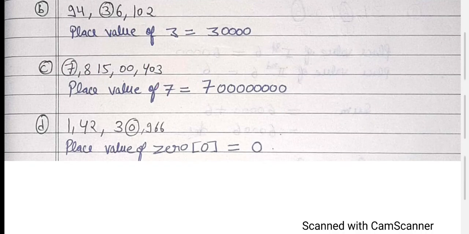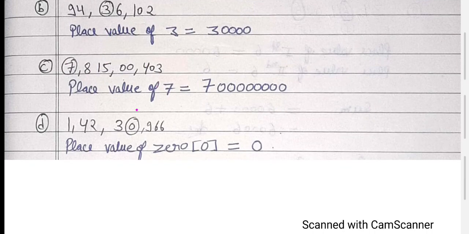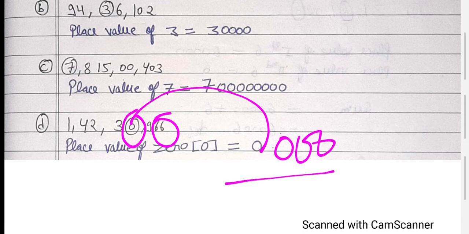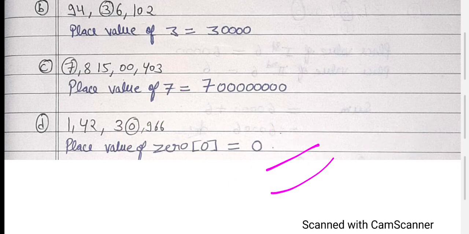Now come to part D. In part D, what is the 0? If you write 0 and at the back there are 3 digits, so you have to write 0 with 3 zeros. You will get 0000. It means it is equal to 0. So your answer is 0 here only. Okay, your answer is 0.